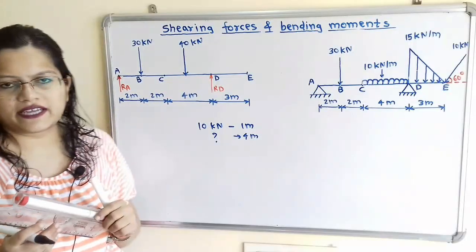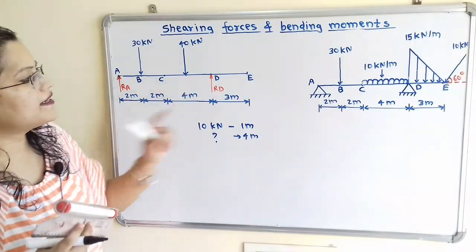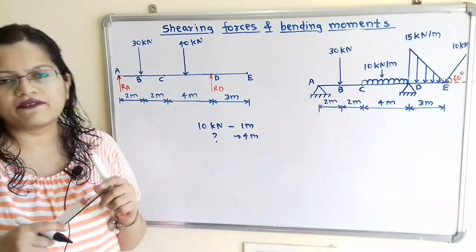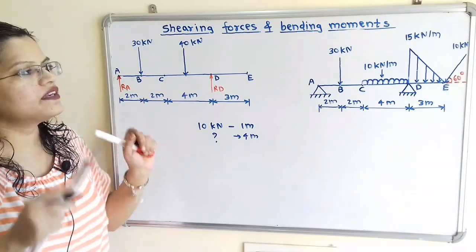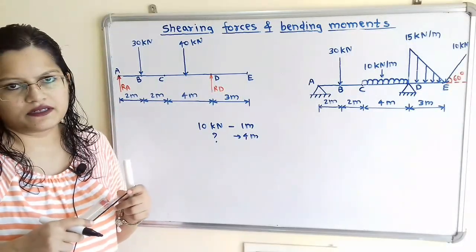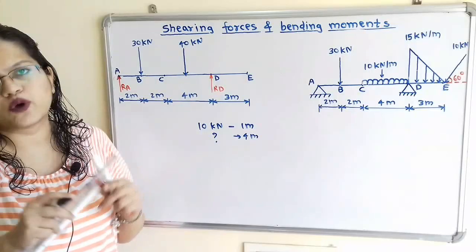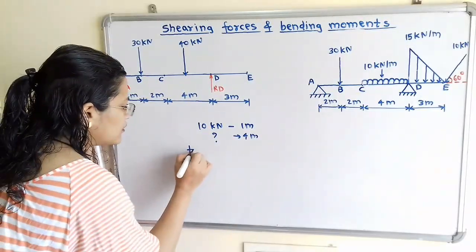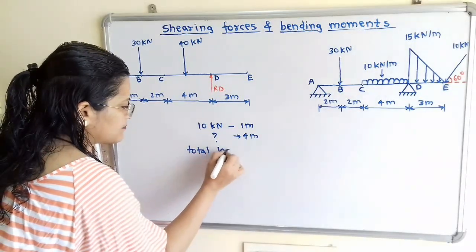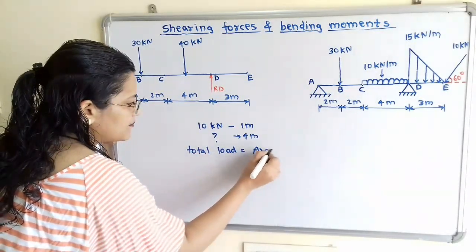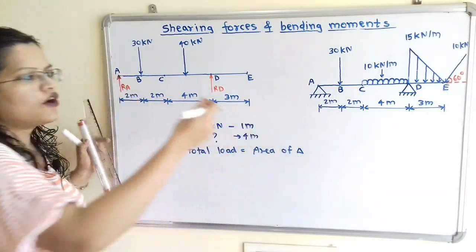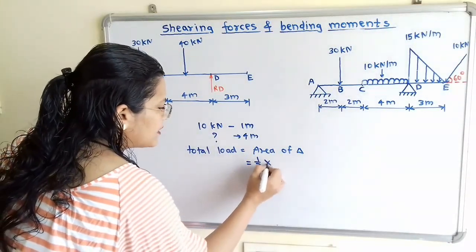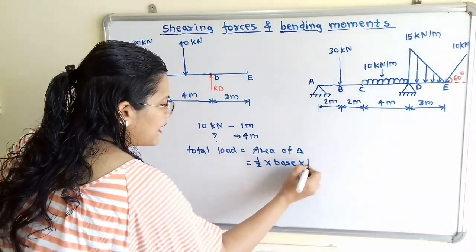Now we will move to the next. If we observe the span DE, there is a uniformly varying load. For this uniformly varying load, the maximum load is given as 15 kilonewton per meter. Now how do we find the total load? For a uniformly varying load, the total load is equal to the area of the triangle. The area of a triangle is equal to half multiplied by base multiplied by height.